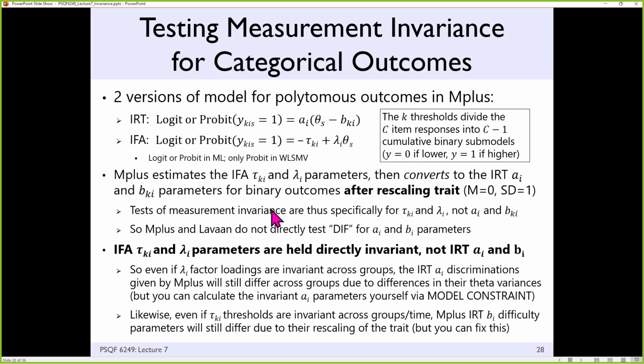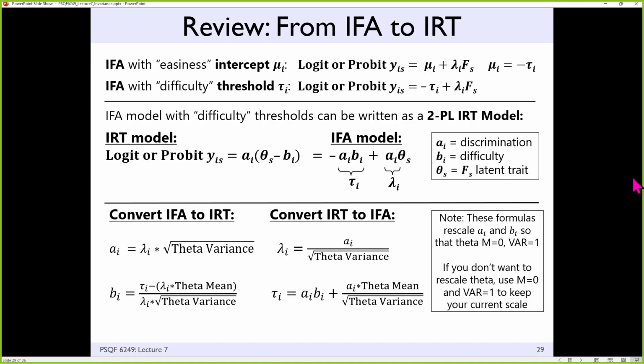So the implications of this is that because the conversion from loadings and thresholds into A's and B's requires the factor mean invariance, even if your loadings are invariant, your A's won't be. Even if your thresholds are invariant, your B's won't be. So just to remind you, here's the formulas that we get using the theta parameterization, which is a probit scaling to go back and forth.